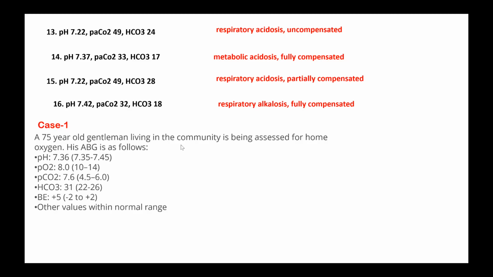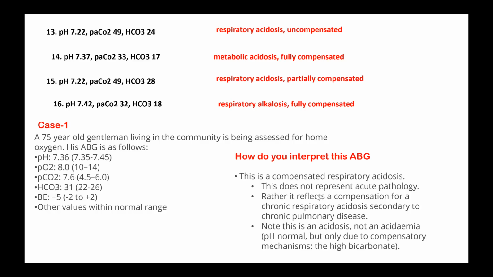A 75-year-old gentleman living in a community being assessed for home oxygen, and this is the value: CO2 8, CO2 7.6, bicarb 31, pH is within normal range. So what is the interpretation of this ABG? Respiratory acidosis, sir. Fully compensated or not? Fully compensated, sir. pH is normal. Bicarb has also gone up to compensate for the acid that is accumulating. So this is a compensated respiratory acidosis. It does not represent any acute pathology, rather it reflects a compensation for chronic respiratory acidosis secondary to chronic pulmonary disease. So this is an acidosis with normal pH. That is the mechanism of how bicarbonate comes up.